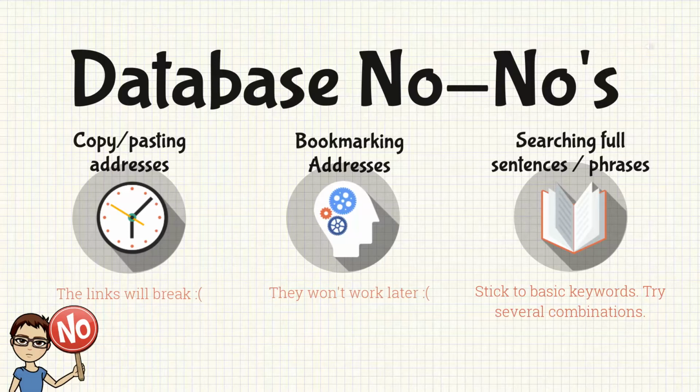Another thing you should avoid is searching for a full sentence or phrase in the databases. That works for Google, but sticking to basic keywords is best. Try several different combinations of the keywords that you brainstormed earlier in your research playbook.